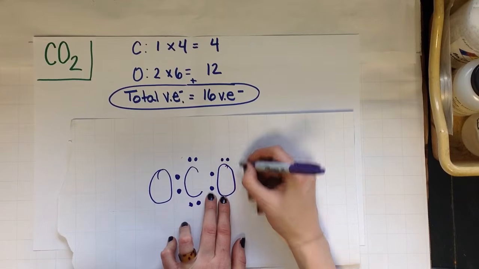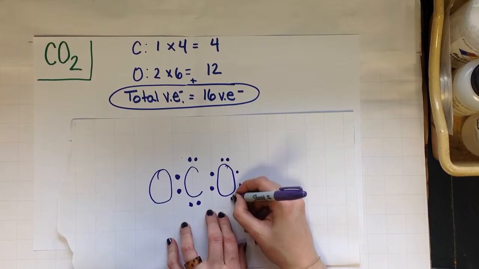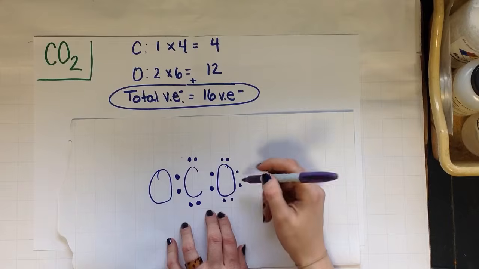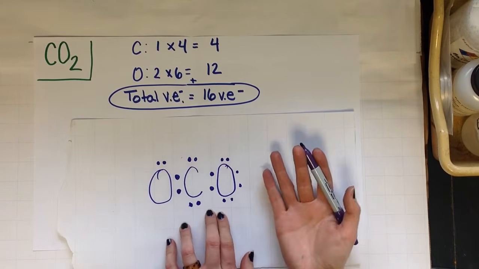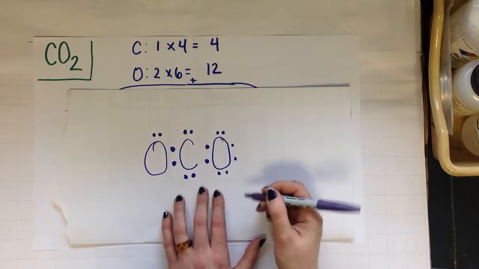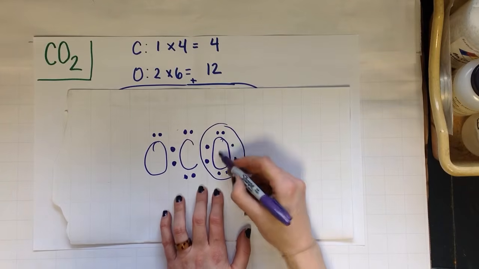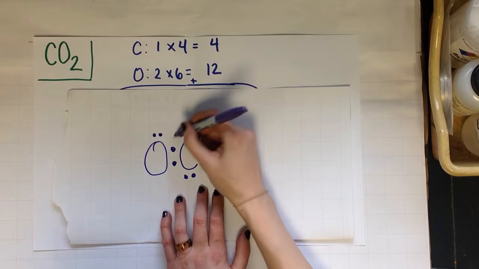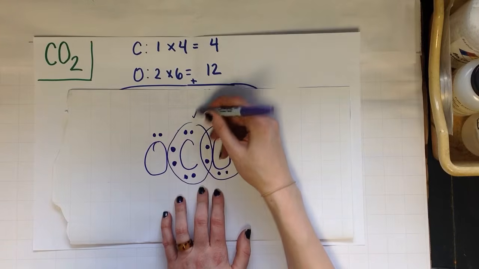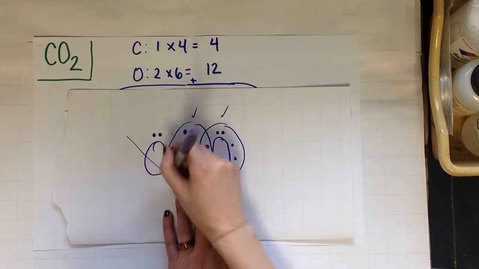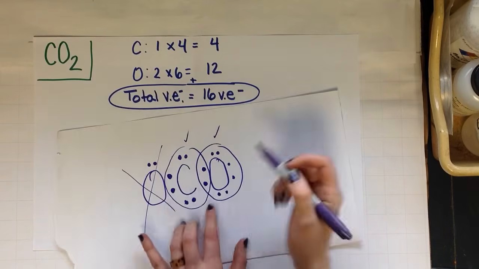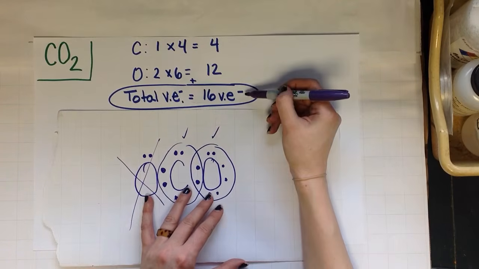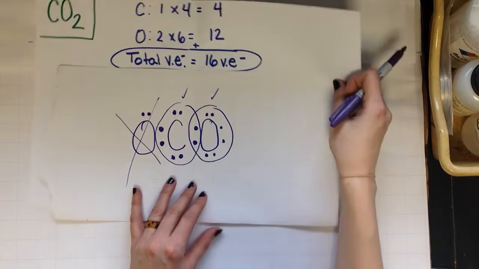9, 10, 11, 12, 13, 14, 15, 16. Oh no, something went wrong here. While this one is happy with 8 electrons and this carbon's happy with its 8 electrons, this one is not happy. It does not have 8 electrons. And I ran out of electrons. Remember, 16 was my max.